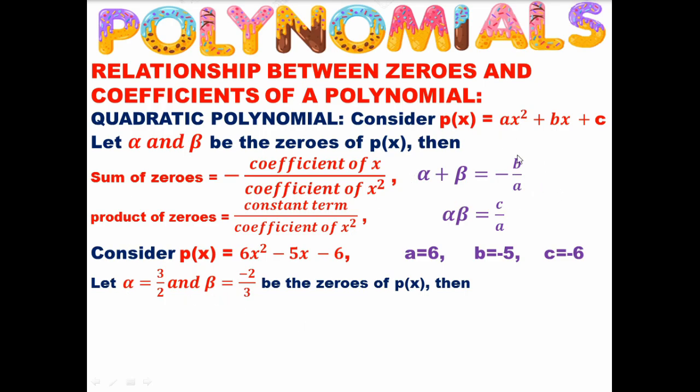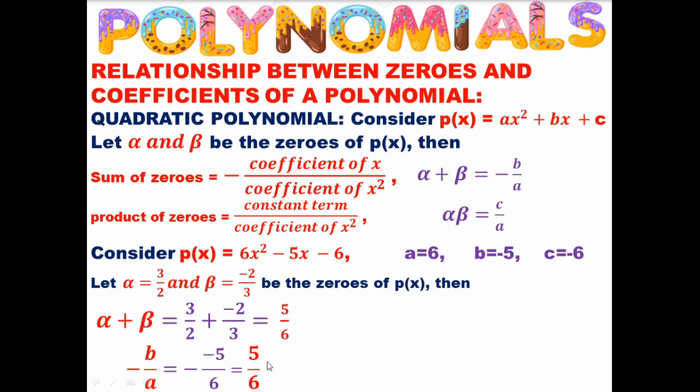Now let me verify the first relation, that is alpha plus beta equal minus b by a. Let me find what is alpha plus beta. Alpha is 3 by 2 plus beta is minus 2 by 3. When we take LCM and add it, we get the value to be 5 by 6. So alpha plus beta is 5 by 6. Now let me see what is minus b by a. Minus b by a equal to, minus b is minus 5, so minus 5 by 6? That is minus into minus plus, so we get 5 by 6. Hence we have verified that alpha plus beta equal minus b by a. Both the values are 5 by 6.